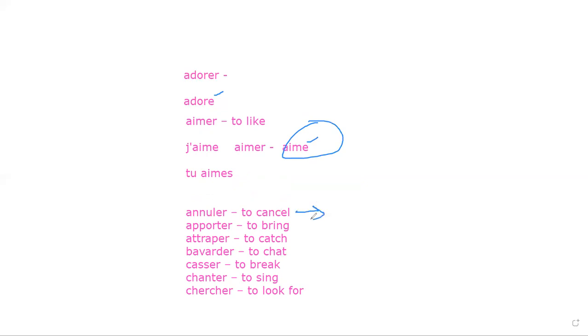What is the participe passé of annuler? Tell me, Manpreet. A-N-N-U-L-E, accent aigu. C'est clair. What is the participe passé of apporter? A-P-P-O-R-T-E. C'est clair. Is it clear to you? Yes, sir. So, répétez après moi. Attraper is to catch. Apporter is to bring. C'est clair. Bavarder is to chat. Casser is to break. Chanter is to sing. And chercher is to search, to look. Is it clear?